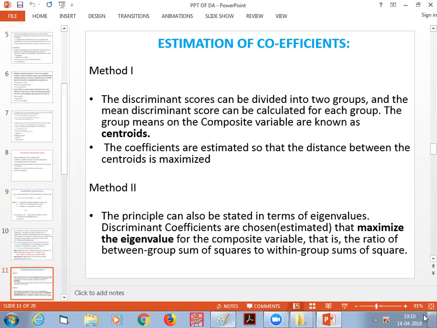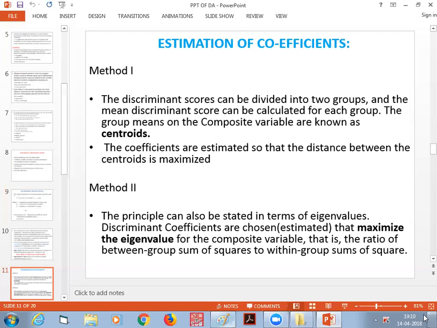Okay. Then you take the mean of these two groups. So that is called the group centroids. Two different groups are there. You have to take the mean of that. That is called the centroids. The coefficients are estimated so that the distance between the centroids is maximized. So the method we are applying in the discriminant model to estimate the B naught, B1, B2, etc. is nothing but maximizing the distance between the two centroids. So you should understand clearly what is the meaning of centroid.